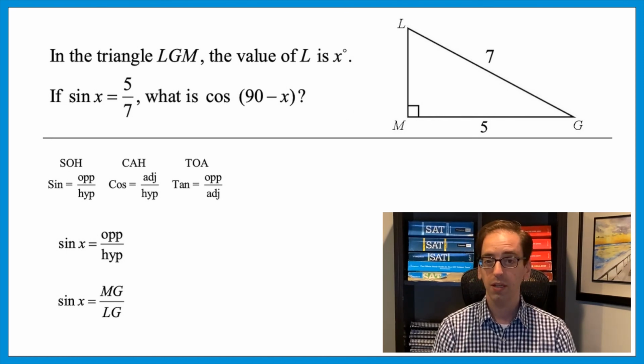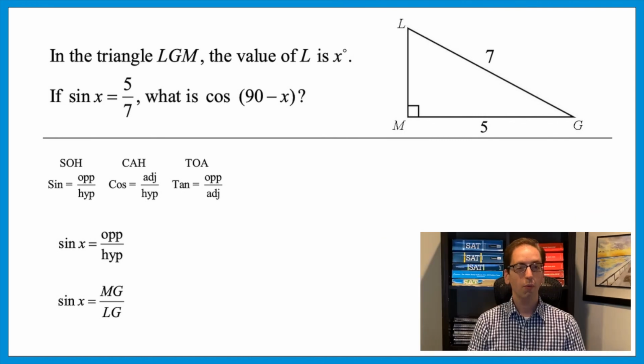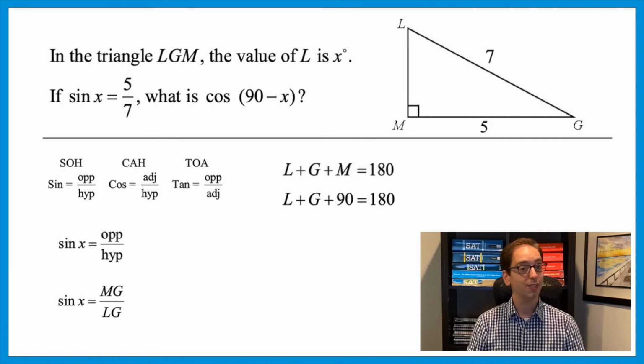What do they mean by 90 minus x? We know x has something to do with the angle measurement within the triangle. So let's play around with what we know given a triangle. It has to add to 180 degrees. So we could say L plus G plus M is 180. And we know that M is a right angle. So we could say L plus G plus 90 is 180. Moving over the 90, L plus G is 90.